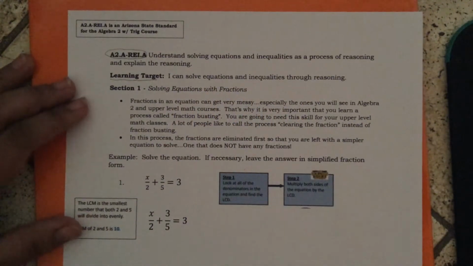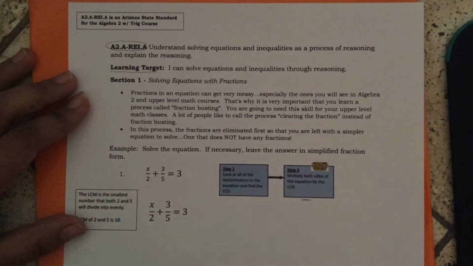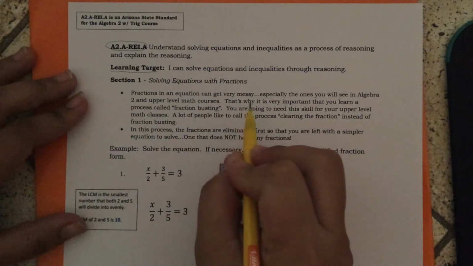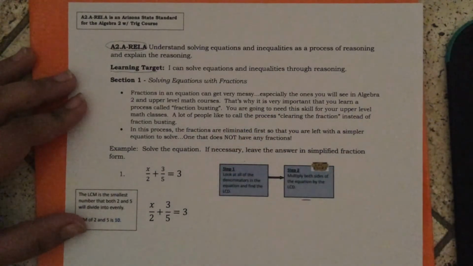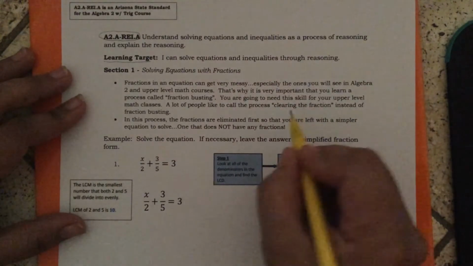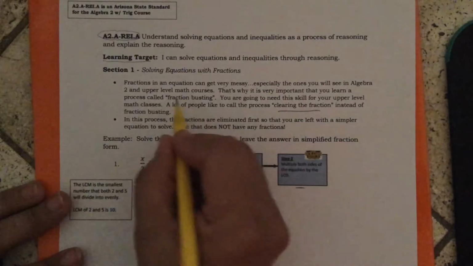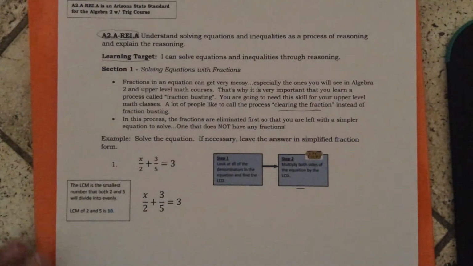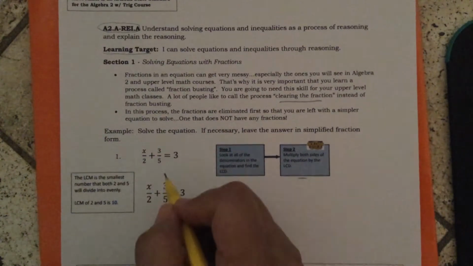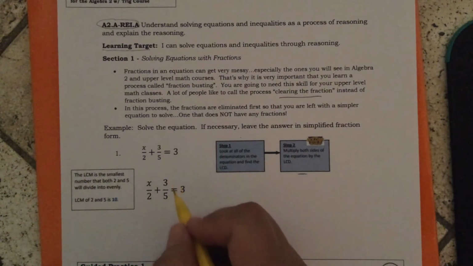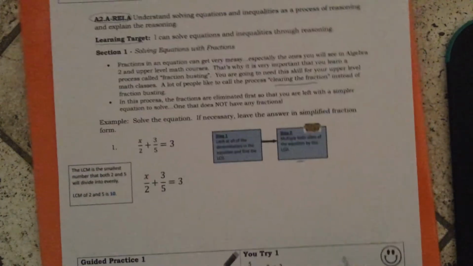So the first thing that we're going to focus on is solving equations with fractions. Fractions in an equation can get very messy. So what we're going to do is try to get rid of these fractions by clearing the fraction away, taking it away, or another word that we use is fraction busting. Sounds pretty fun. We're going to eliminate the fractions so that we have an equation that has no more fractions, and then it's easy to work with.